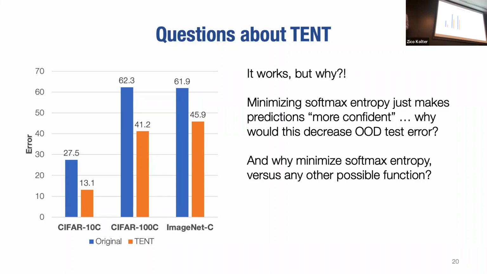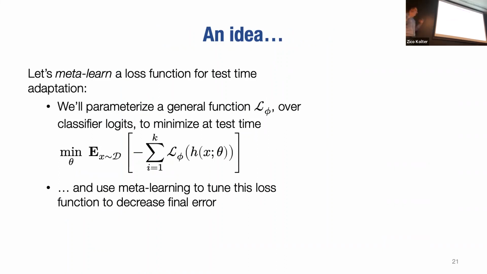And so I found myself saying, okay, maybe there is something to minimizing some function of your predictions at test time. But entropy couldn't possibly be the thing to minimize. Why that? They just picked it out of a hat, right? So what we can do instead is just try to meta-learn the right function to optimize at test time.